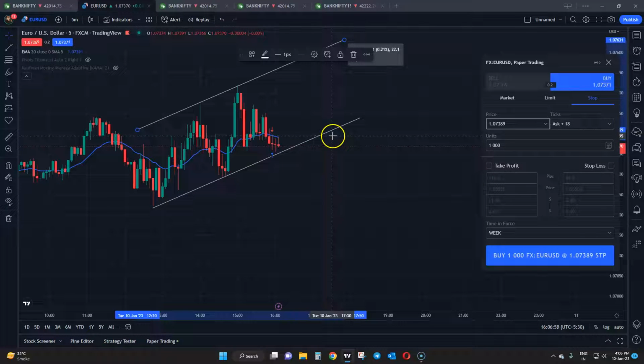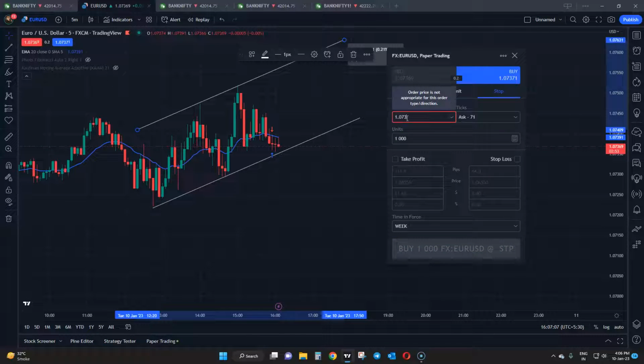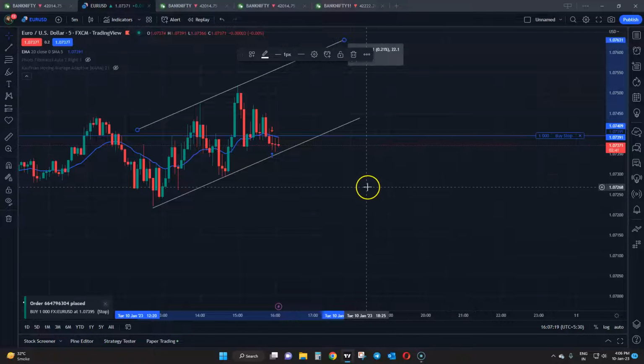So what I could do is I could mark that. So you could see this is 1.07395, and this is a stop. You go to the stop order and buy. So this is a stop buy. Any stop buy order is a buy order which is above the current market price, right? So just like a limit buy order is below the market price and a limit sell order is above the market price, a buy stop order is above the market price.